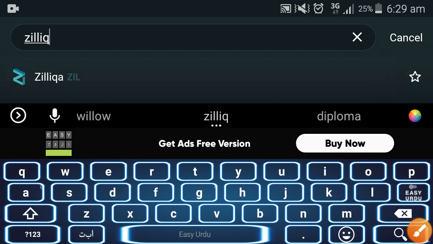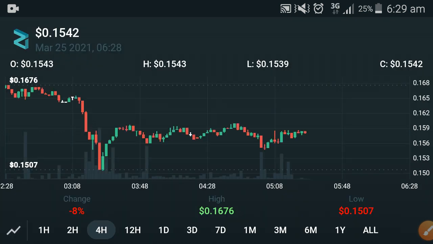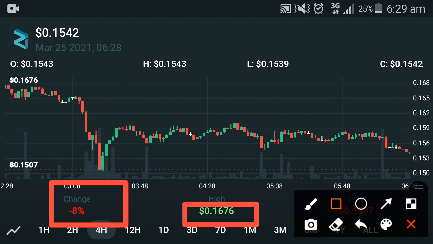So let's see the live price prediction of Zilliqa cryptocurrency for the last 1 hour, and the analytics. As you can see now, oh my god, it's gone wrong. The change is negative 8%, and the high is $0.1676 for Zilliqa. This time Zilliqa is going wrong, and the current price of Zilliqa is 0.1542. So I suggest you sell it.